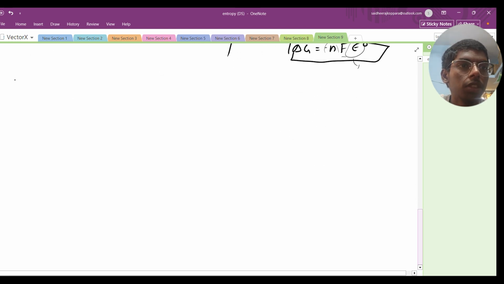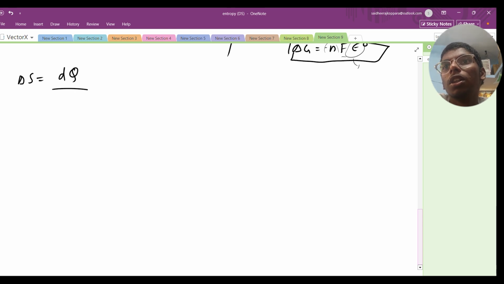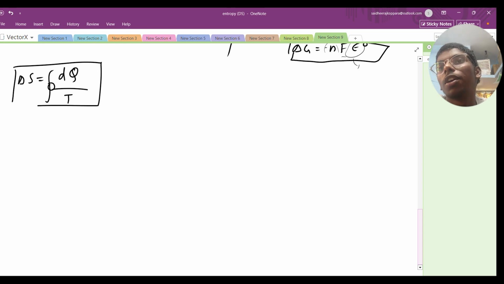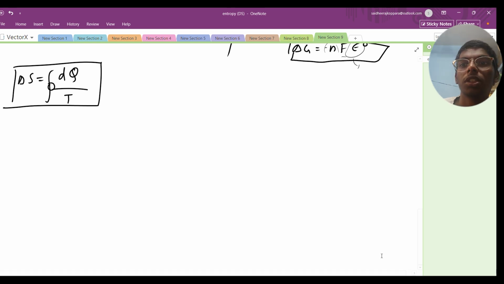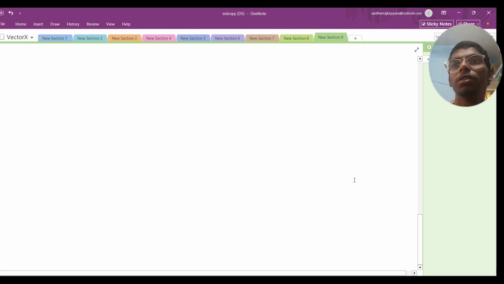Next one is again the most simple part. dS is integral dQ by T. Okay, this is how entropy was defined. So now if you want to calculate entropy at a particular process, then how do we calculate it? It's again easy.